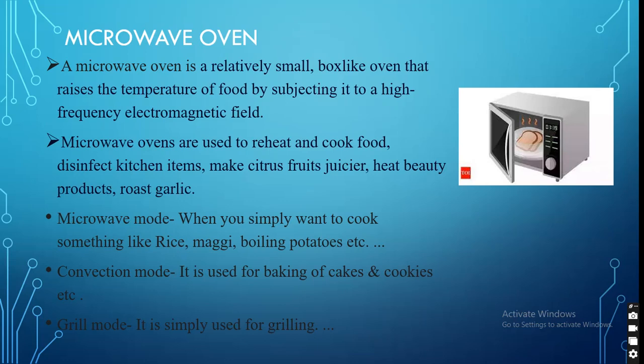In microwave mode, when you simply want to cook something like rice, Maggi, etc., we use microwave mode. In convection mode, it is used for baking cakes or cookies. In grill mode, it is simply used for grilling.